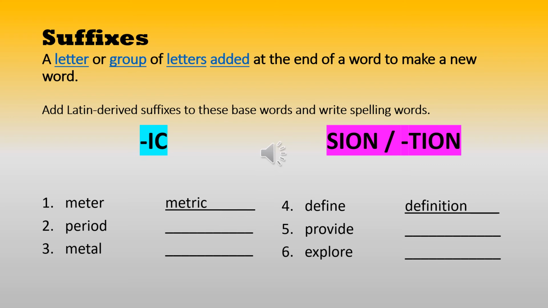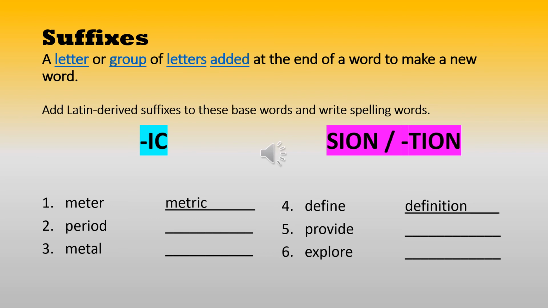Number 4, define. We add the word, we add the suffix tion, and the new word that is created is definition. Definition. The next one is provide. You need to add sion or tion to create a new word.